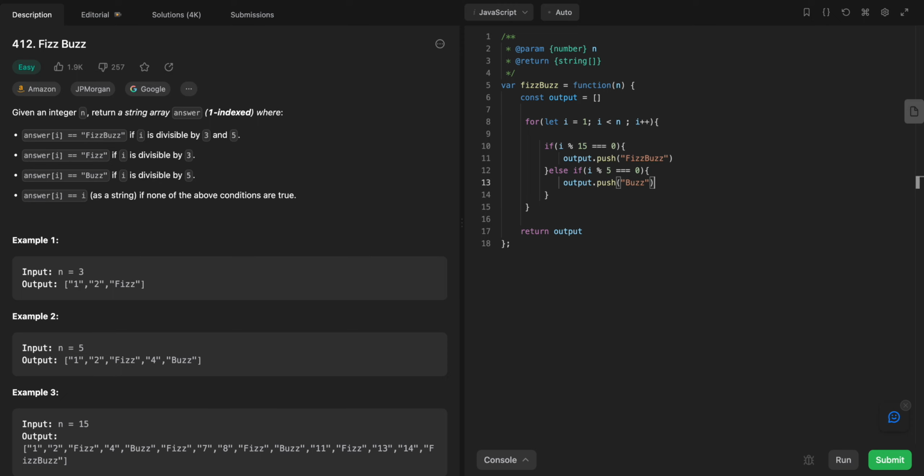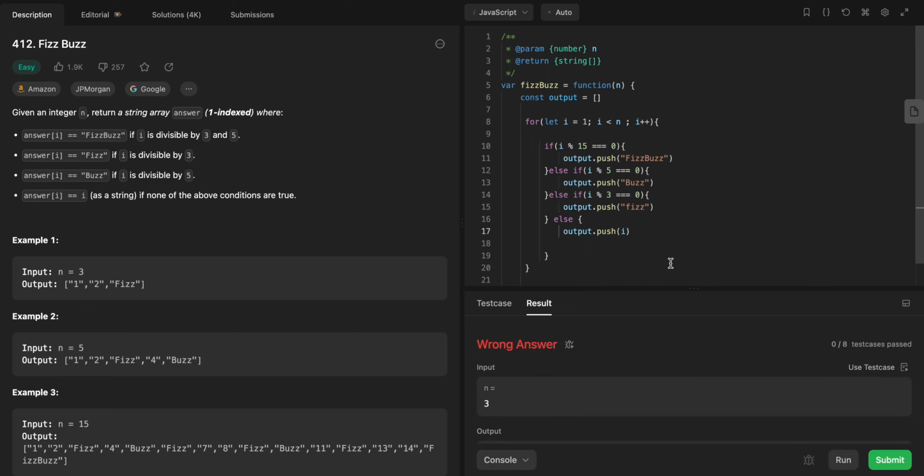Alright, it will be Buzz here. The last one, else if i modulo 3 equals 0, it will be Fizz. And else, if it's not any of these, we just push the actual i. And I guess this will work. Let's see.